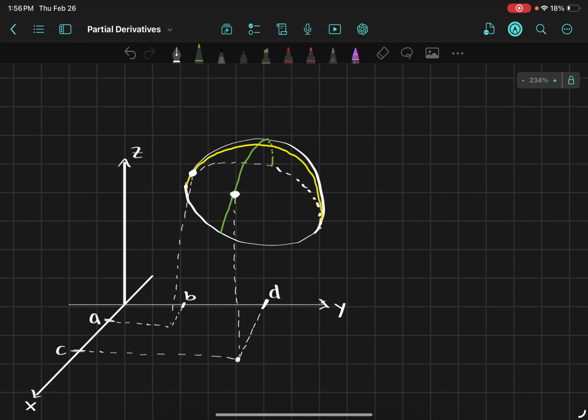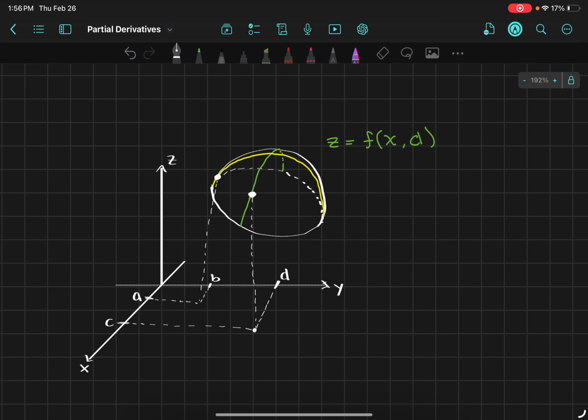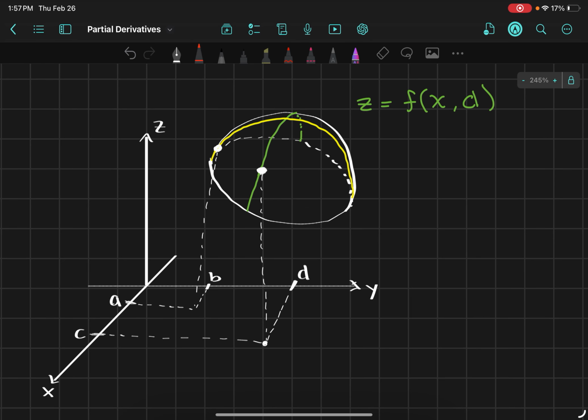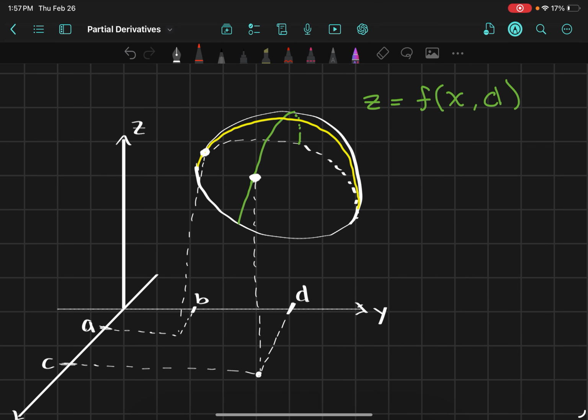Therefore, this little green line right there is z equal to f of x at some value d. You could also think of it as the y equals b trace or d trace, something that we learned in quadric surfaces. So let's just say we wanted to take the instantaneous rate of change at the point (c, d). What would that look like? Well, that would look like the tangent line holding y constant.